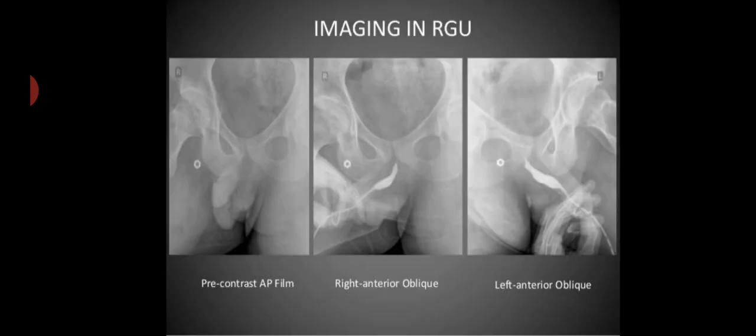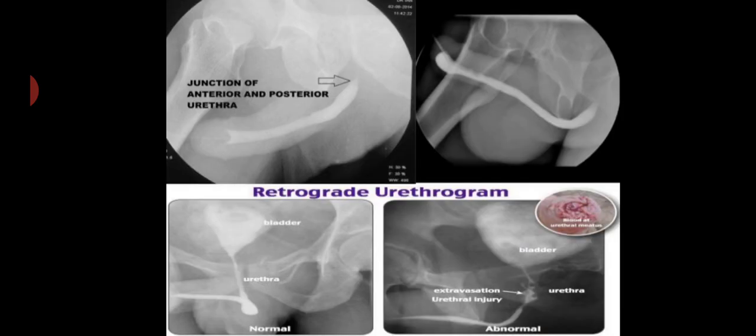Here are some images in RGU. The first one is the pre-contrast AP film, then right anterior oblique and the left anterior oblique. Here are some of the examples of RGU. Here you can see the junction of anterior and posterior urethra. This is the normal RGU and this is the abnormal RGU, where extravasation of urethral injury can be seen.